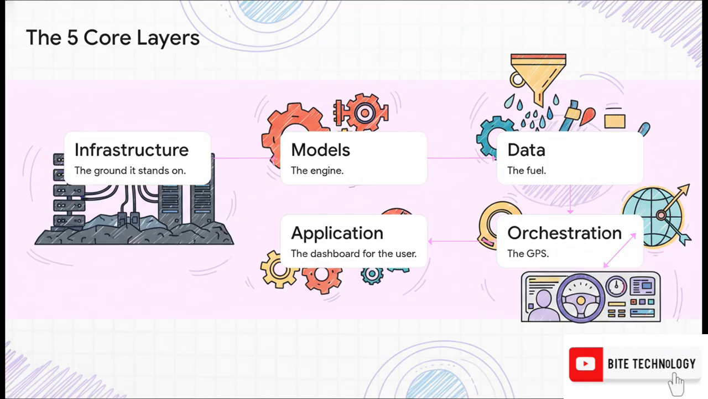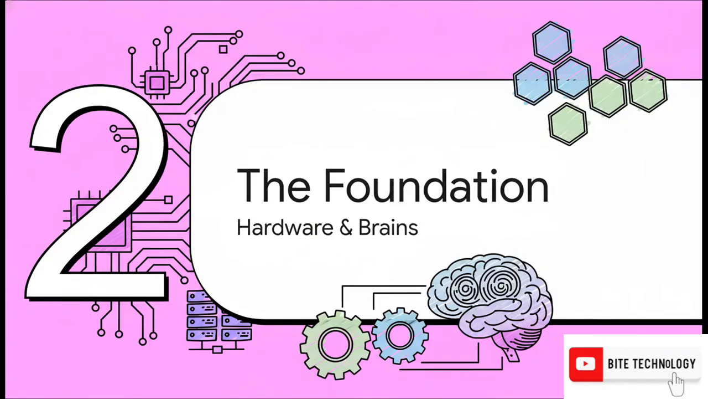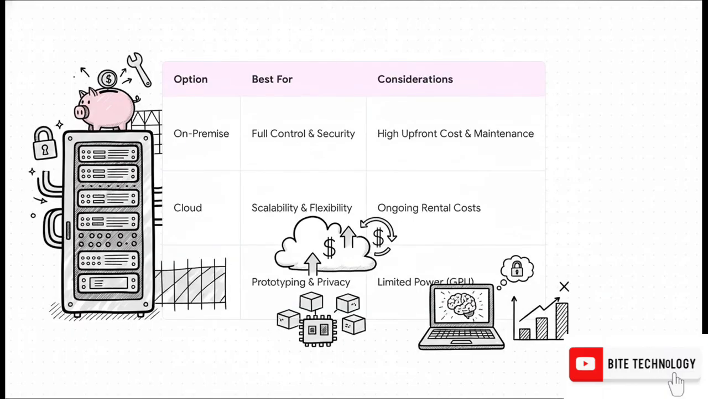We're going to build this thing from the bottom up. So, let's dive into the foundation, the hardware and the brains. This is the absolute bedrock of our entire operation. First decision, infrastructure. Where does our AI actually live? These massive models need some serious horsepower, specifically GPUs, graphics processing units, which are just perfect for all the heavy math they have to do.